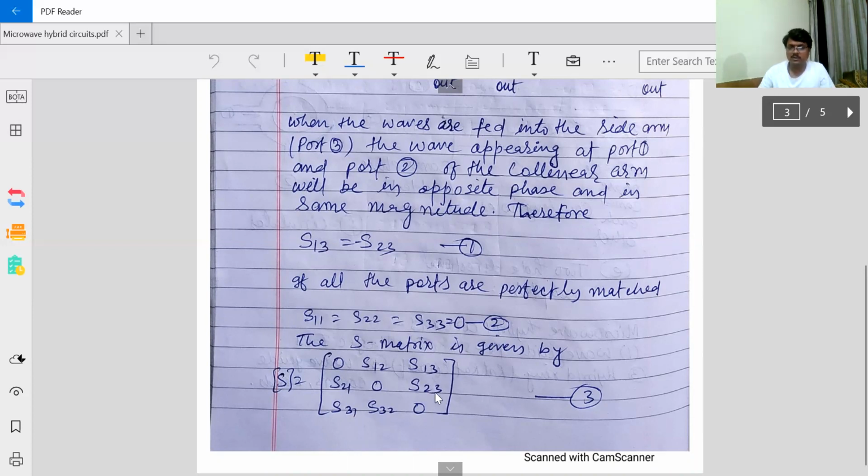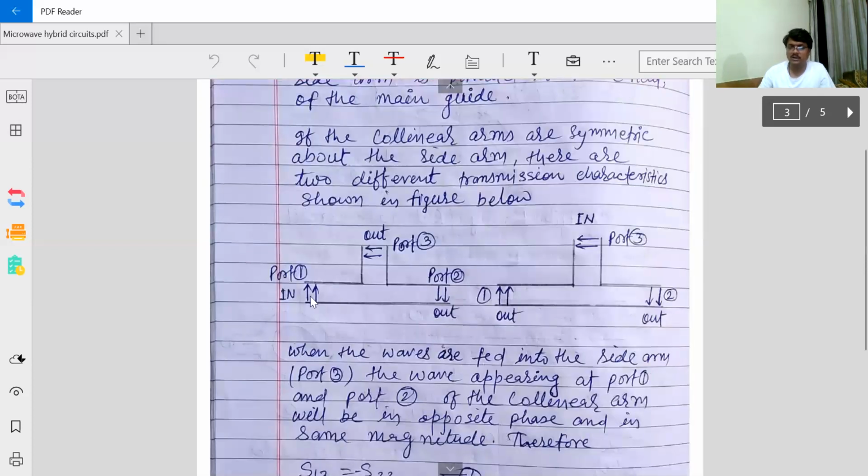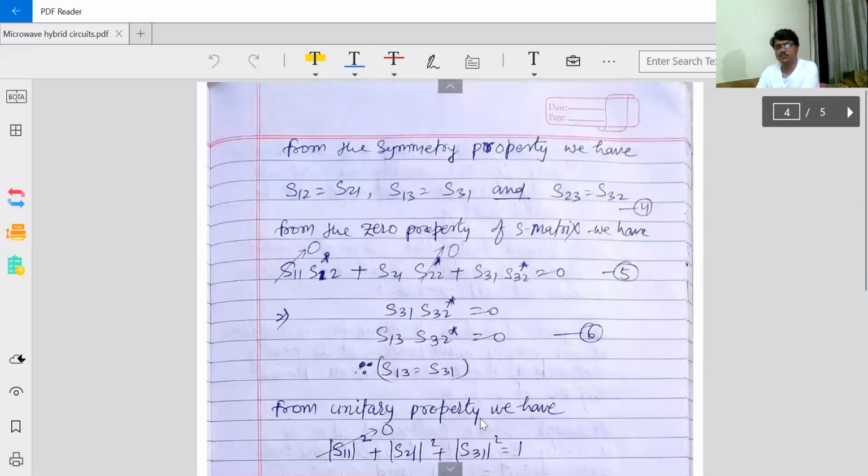So what will be the S matrix? Like this. And what will be the order of the matrix? There are 3 ports, so the order of the matrix will be 3 by 3. In earlier cases, we have seen 2-port devices where the matrix was 2 by 2. So this is like this one.